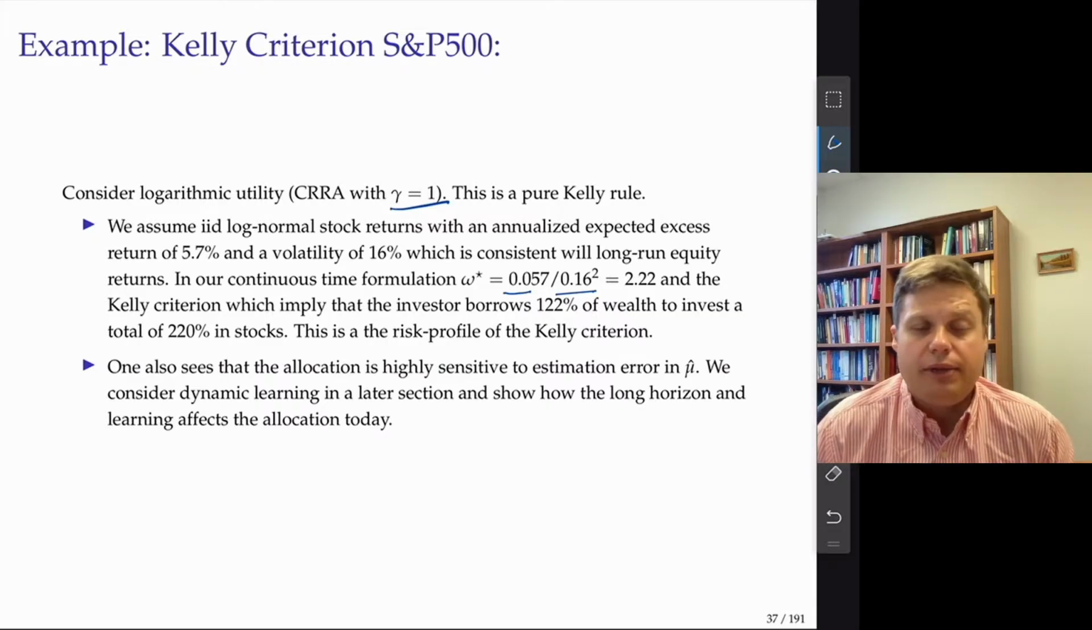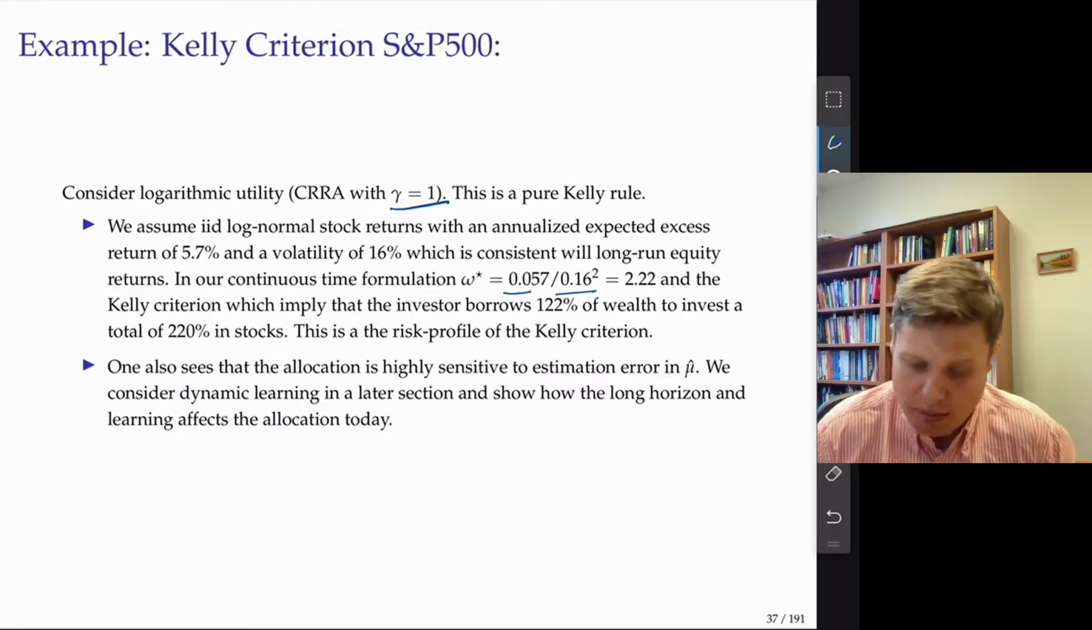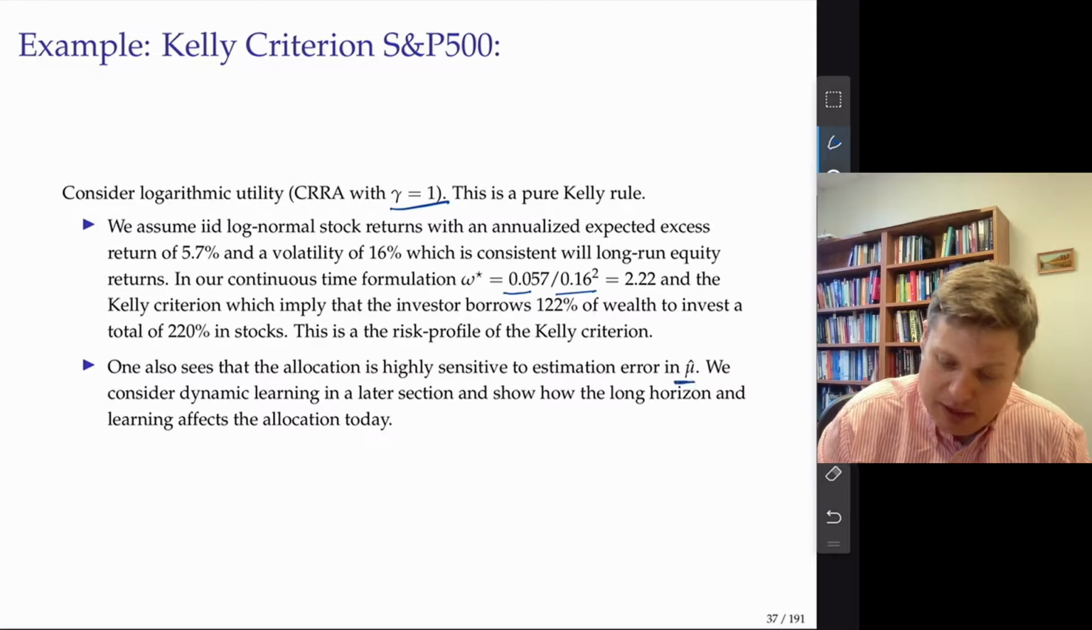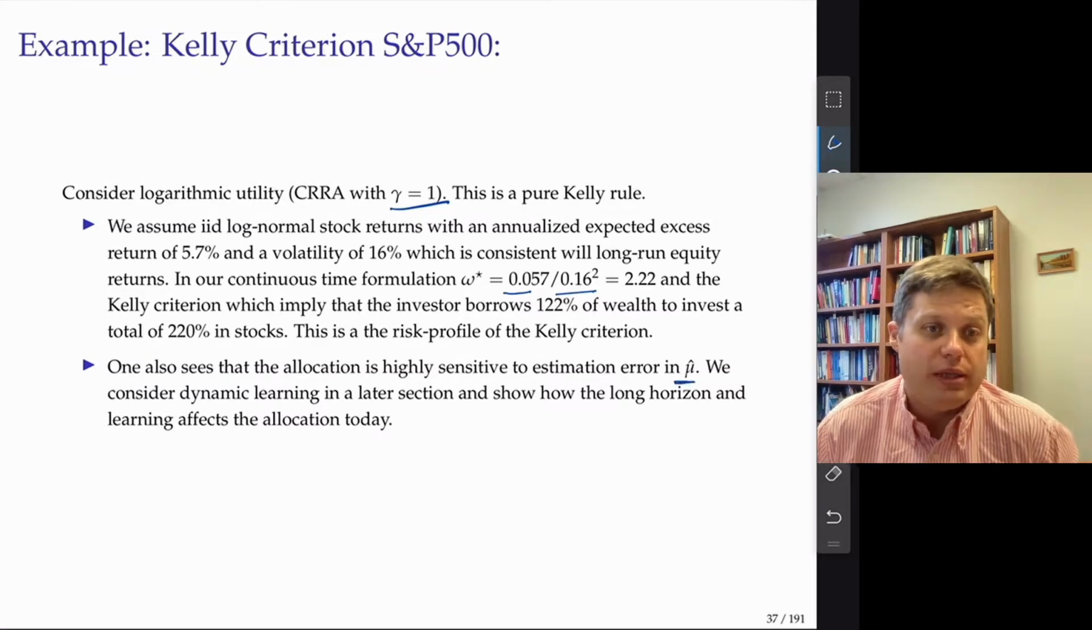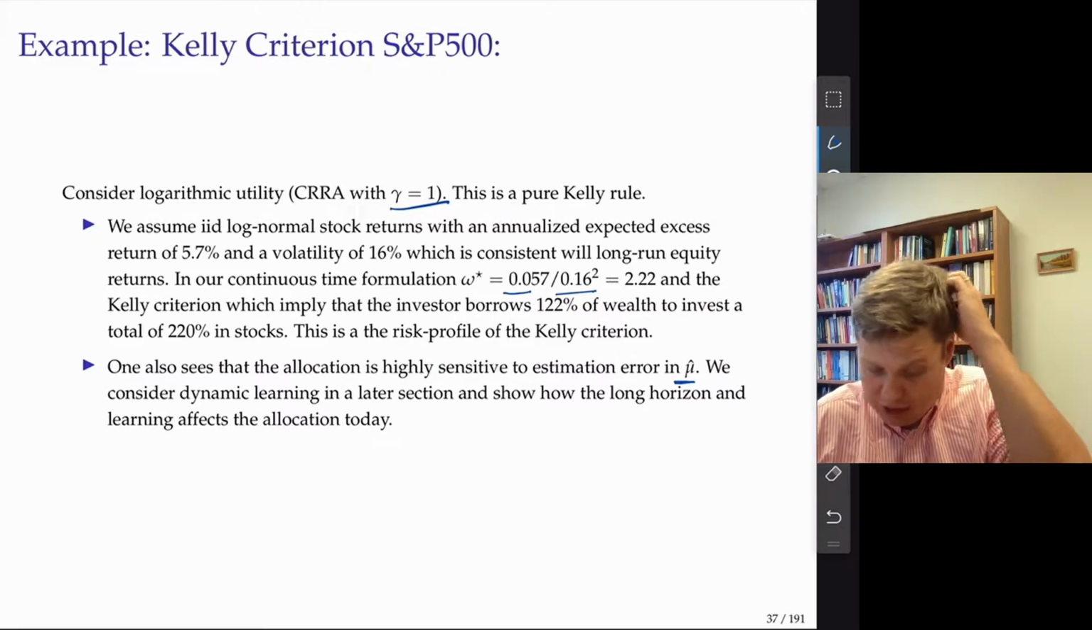Basically, the Kelly criterion tells us that you should be borrowing: you should take all your money, and then borrow another 120% of what you have and put this into the stock market. One also sees that the allocation is highly sensitive to estimation error in this parameter mu. We consider dynamic learning in a later section and show how the long horizon and learning effects can affect the allocation strategy today.